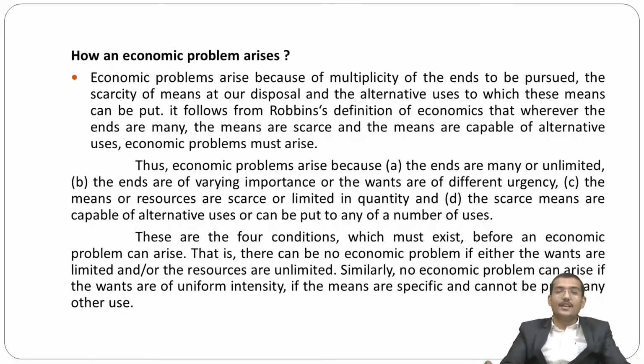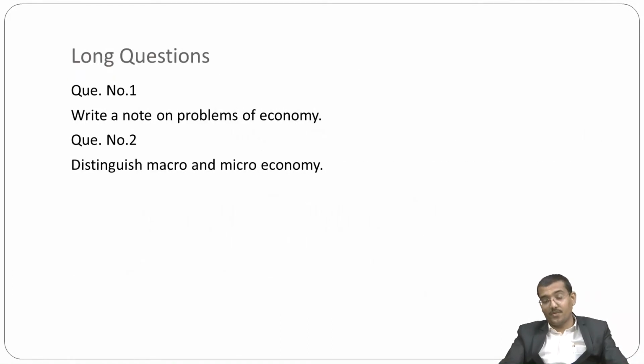There can be no economic problem if either the wants are limited or the resources are unlimited. Similarly, no economic problem can arise if the wants are of uniform intensity, or if the means are specific and cannot be put to any other uses. So, my dear friends, here we defined how an economic problem arises.